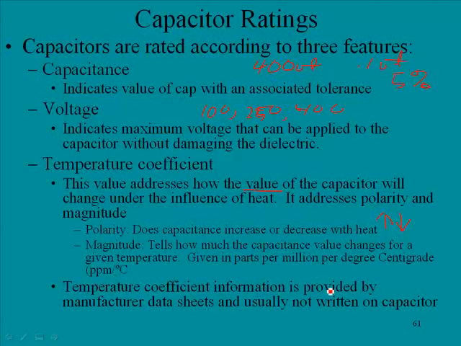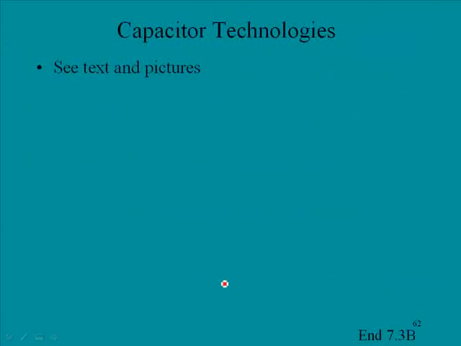Temperature coefficient information is provided by manufacturer data sheets and usually not written on the capacitor. And capacitor technologies. In this particular section, I'm not going to lecture. I want just to refer you to your text because your text has some nice pictures associated with different capacitor technologies. So please do read that section from your textbook.